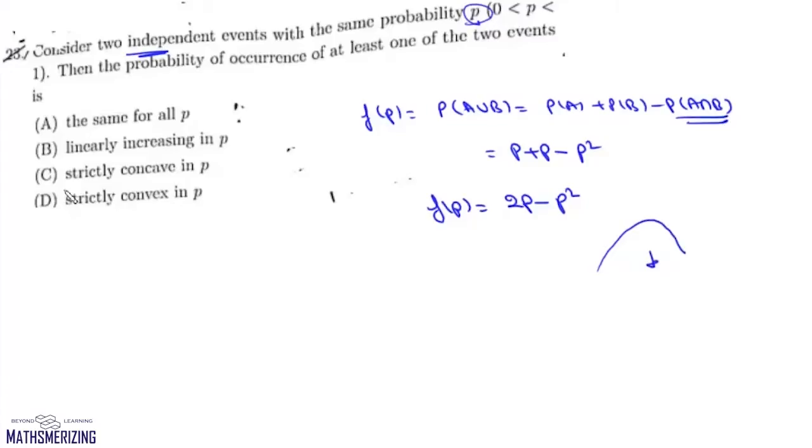So it is strictly concave in P, and that's your option number C. Now here the question is, an experiment has 10 equally likely outcomes. Let A and B be non-empty events of the experiment. Now A consists of 4 outcomes. The number of outcomes that B must have so that A and B are independent is.